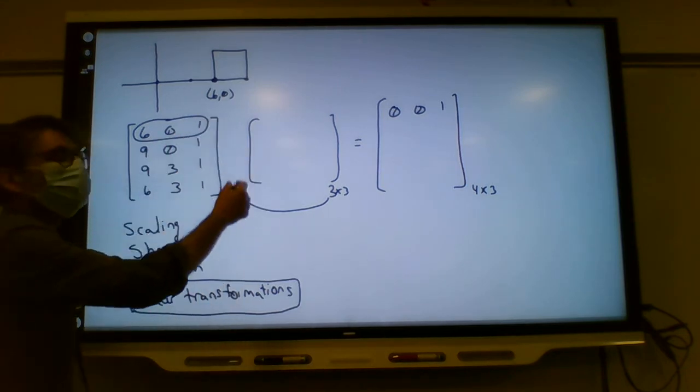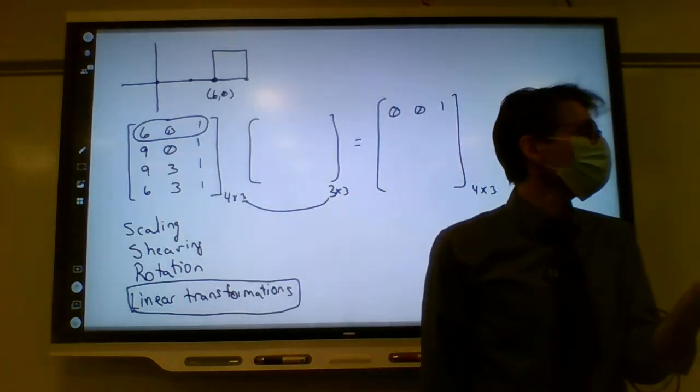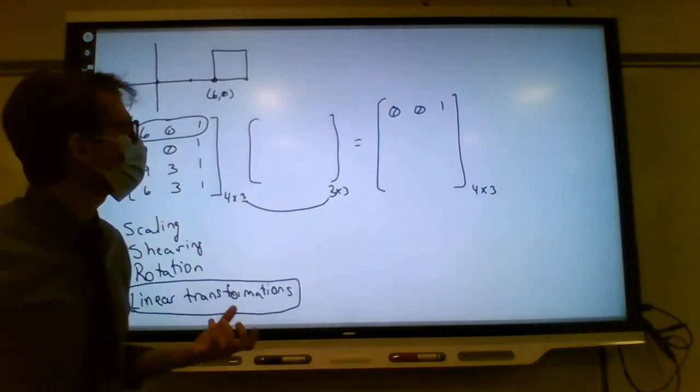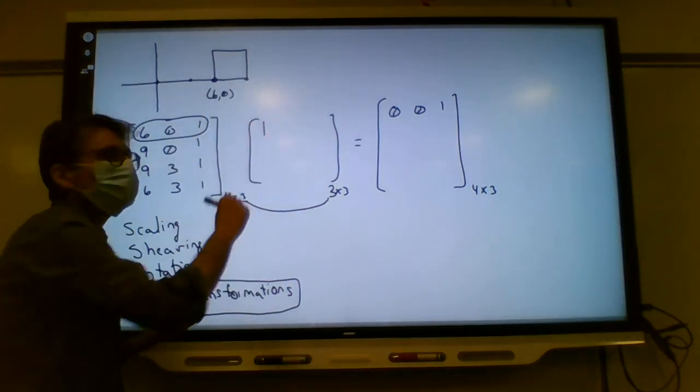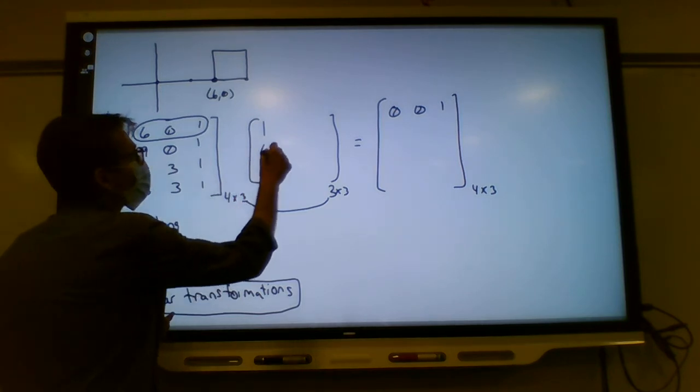We need this column to be able to pick up the information about the x-coordinate. So how do you pick up the information about the x-coordinate? We can pick up the information about the x-coordinate by putting a 1 there. That will pick up the x value. We want to ignore the y value. Let's put a 0 here.